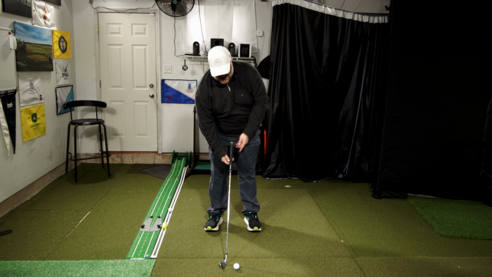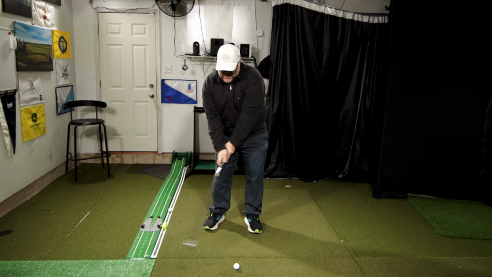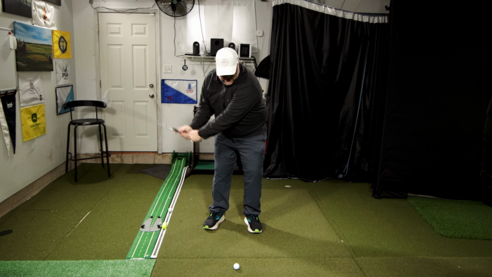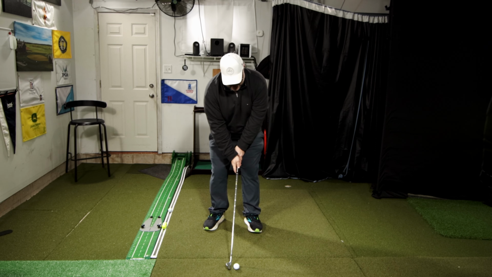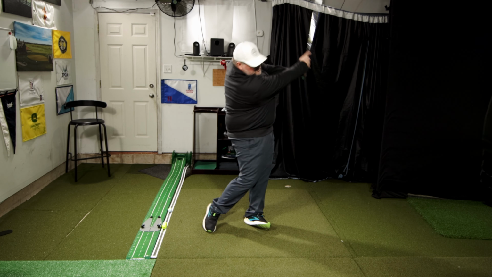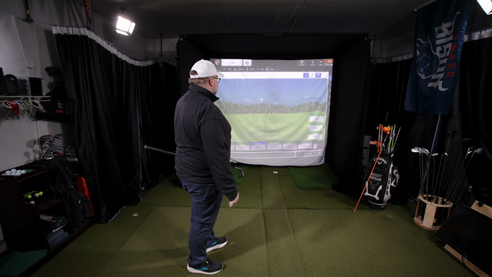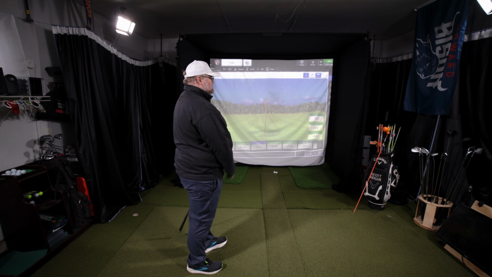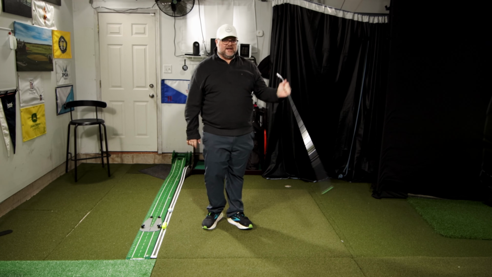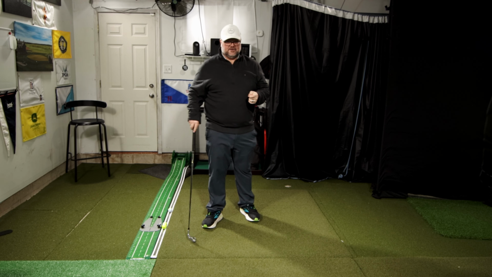So again, then I just need to work on, again, I don't hate the flick, but we need to move that arm through that impact, keep those arms together, and now all of a sudden I am back down. And there's my angle of attack. I want that angle of attack at -5.